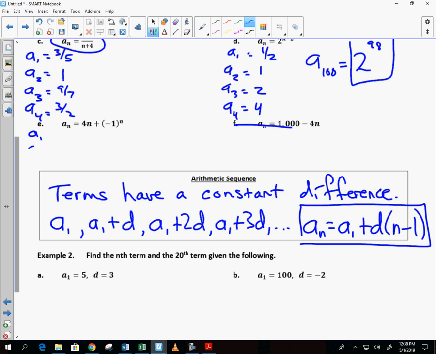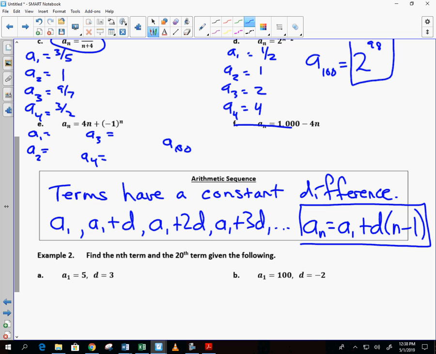A sub 1, a sub 2, a sub 3, a sub 4, and we'll do a sub 100th. Notice you have this negative 1 to the nth sitting in there. So that means that we take negative 1 and we raise it to the term number that we're seeking. So if you have negative 1 to an odd power, what are you going to get? Negative 1. If you have negative 1 to an even power, what are you going to get? Positive 1.